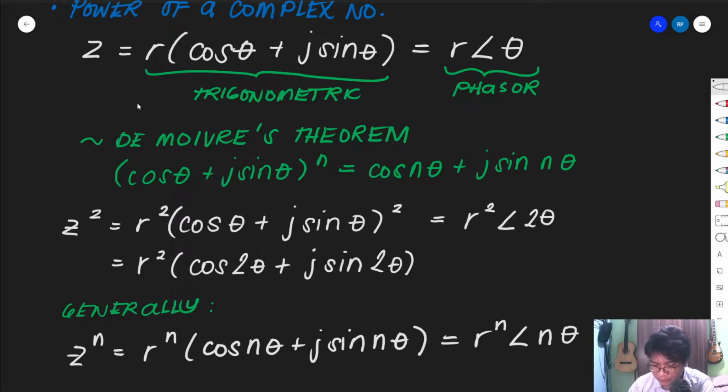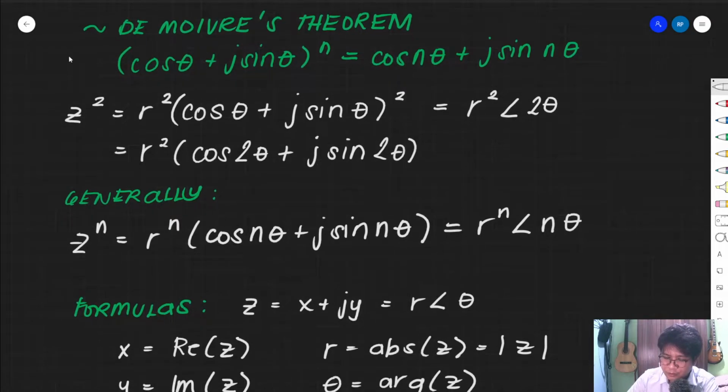So, we have what we call De Moivre's theorem. It says that if we have cosine theta plus j sin theta, and the quantity of those functions is raised to a certain power n, a general power n, it is equivalent to cosine n theta plus j sin n theta. This means we multiply the power to the angle theta.